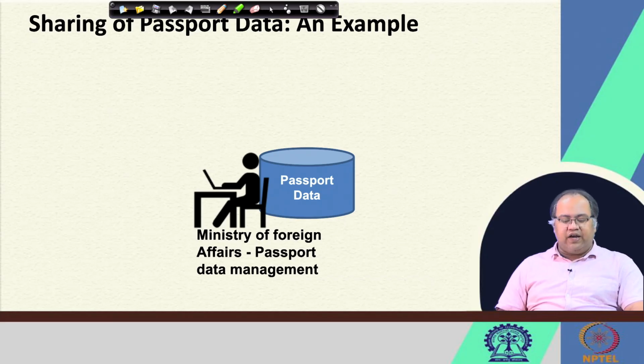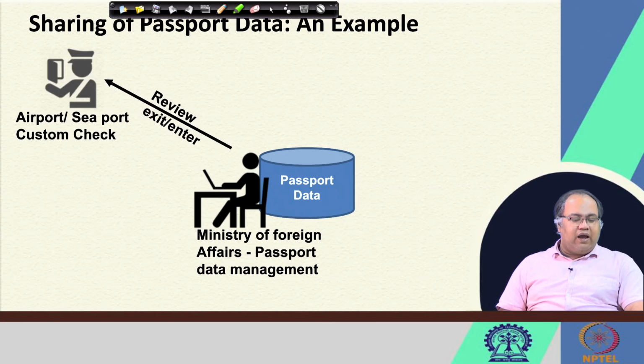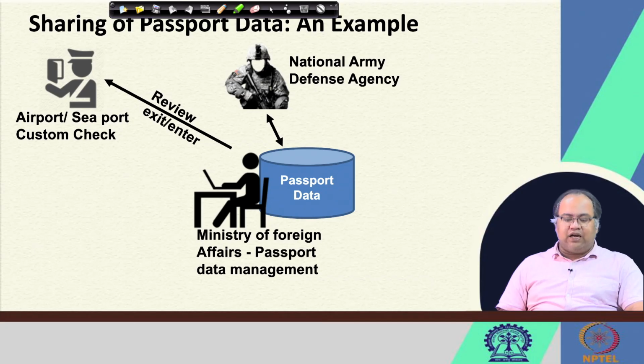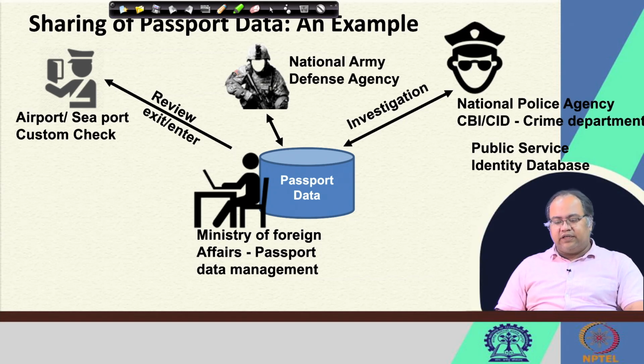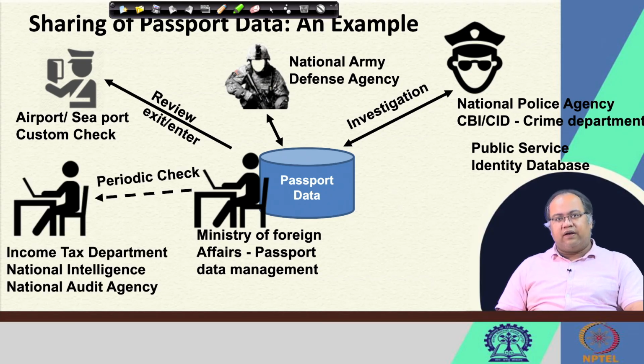Typically, the Ministry of Foreign Affairs has a passport data management system which ideally contains the passport data, but whenever you go to the airport to travel to another country, you go through the customs check, which keeps a copy of your passport data. Then the National Army Defense Agency sometimes asks for the citizen's passport data to differentiate a citizen from an imposter or an unauthenticated person. Then the National Police Agency, CBI, CID, the crime department, sometimes take the passport data. For example, when your passport verification happens, it happens with the National Police Agency.